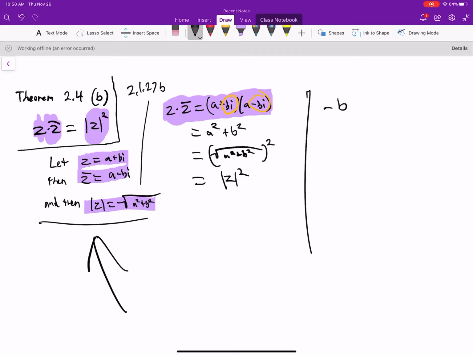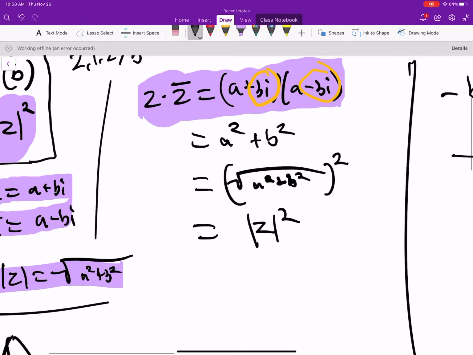So that's going to be negative b squared i squared. So remember, i squared is negative 1, so negative b squared times negative 1, so then we just end up with a positive b squared. So that's why we get positive b squared there. So then what I do is I just take the square root of it and square it at the same time, which is a legal move.